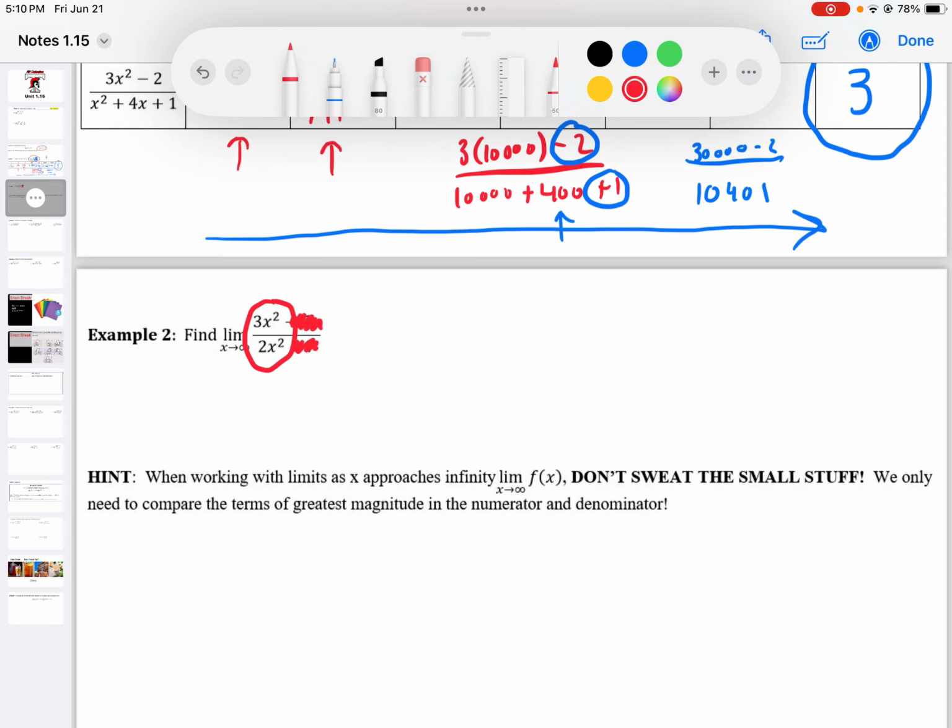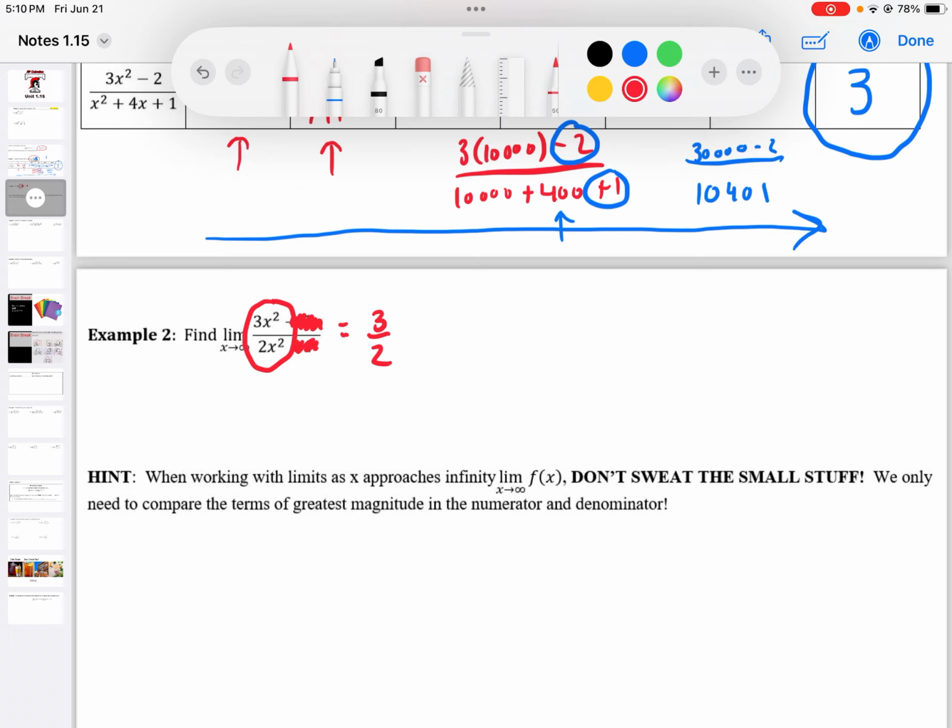So what I'm going to look at are the biggest degrees, or the greatest magnitude, which we'll talk about in a second. And then I look at the coefficients. So this one would be 3 over 2. Because I plug in huge numbers, squaring it changes it. That's kind of the most effect. And then multiplying the top by 3, multiplying the bottom by 2, you always have that ratio of 3 over 2.